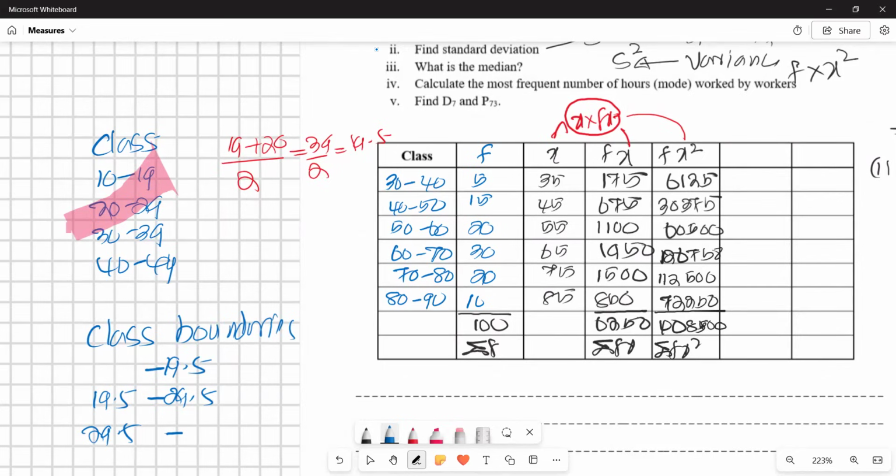Right. Now, for the median, we need cumulative frequency also.